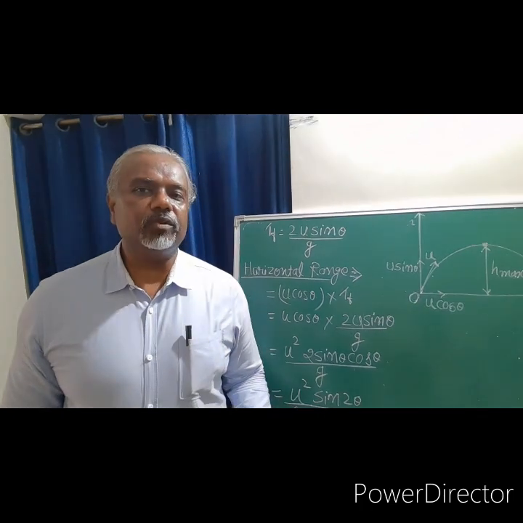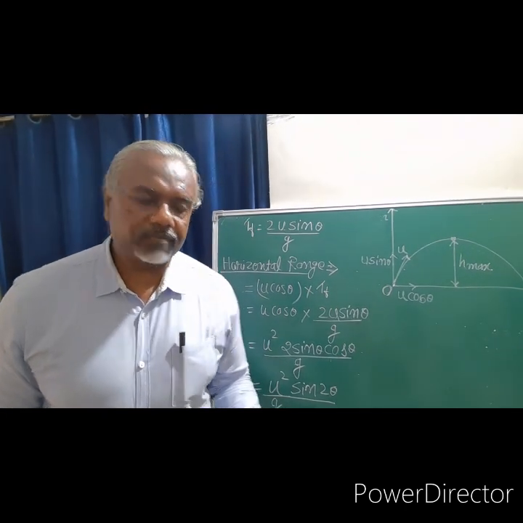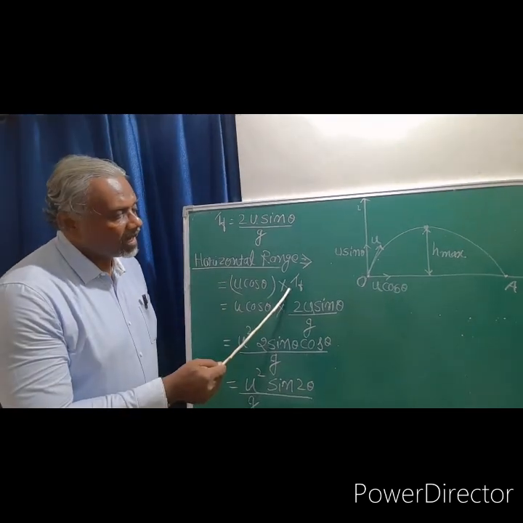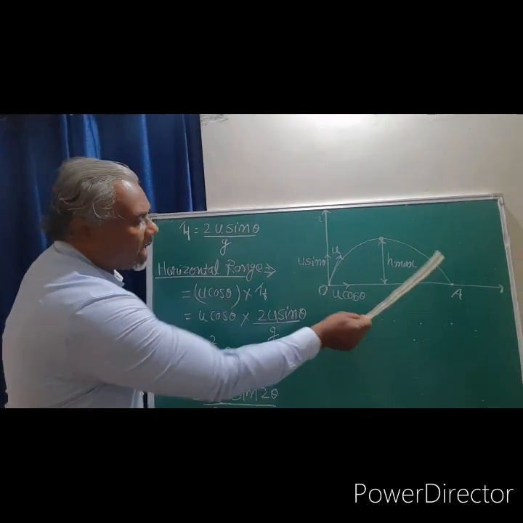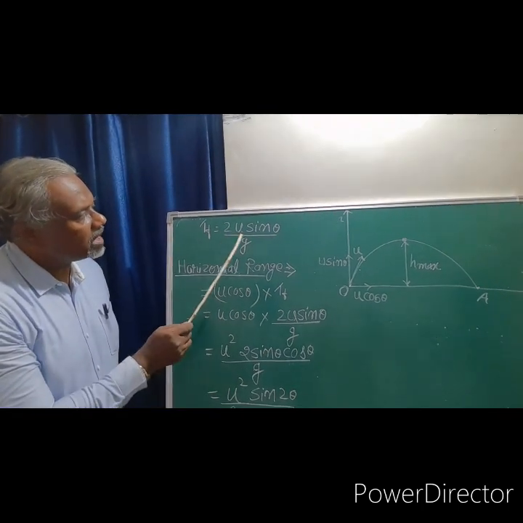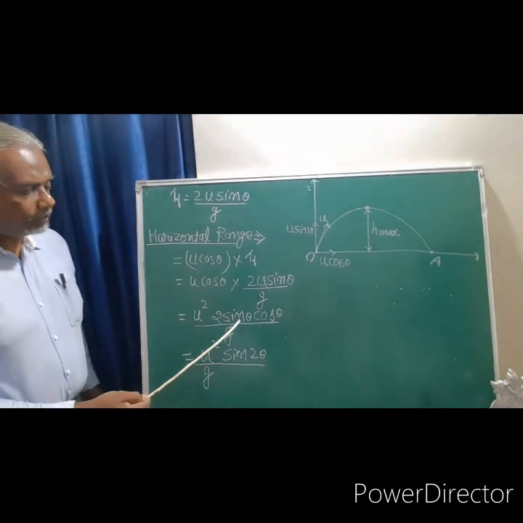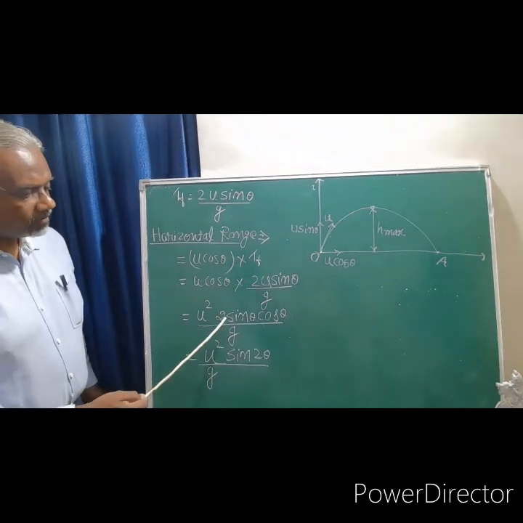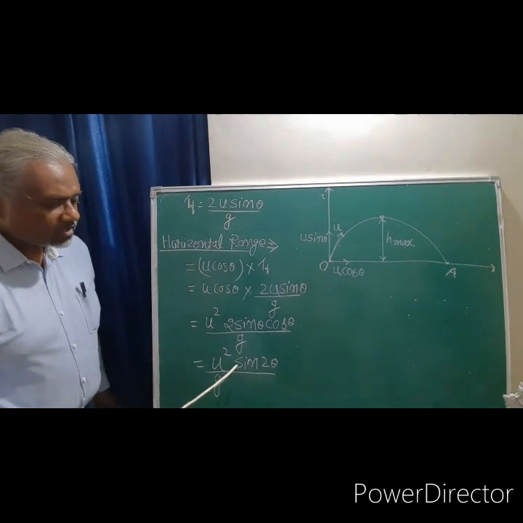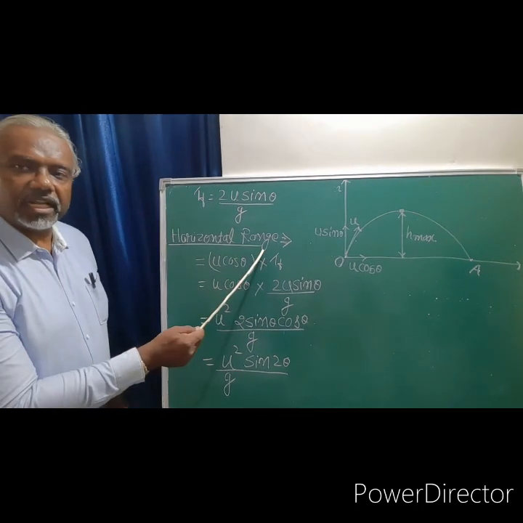Therefore, we will be making use of this formula: speed is equal to distance by time. So look, horizontal range: this is a speed which does not change, and time is nothing but the time of flight, tf. So u cos theta into the expression for time of flight, 2u sin theta by g. If you rearrange and simplify this, you will write u square 2 sin theta cos theta by g. 2 sin theta cos theta is sin 2 theta. So this is the required expression for horizontal range.